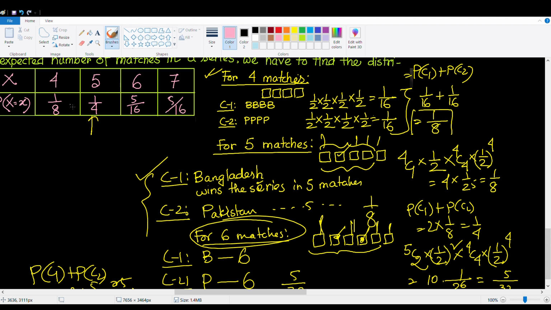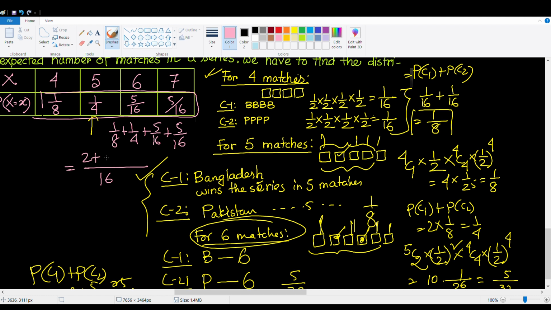And let's check if all of these probabilities add up to 1 or not. So 1 by 8 plus 1 by 4 plus 5 by 16 plus 5 by 16. If we add all of these fractions, we will get 2, 4, 5 plus 5, which is 16 by 16. Yeah, it's 1. That means our calculation is correct.